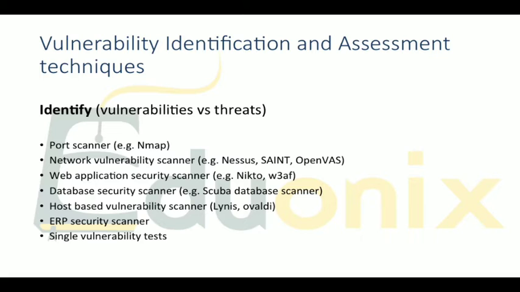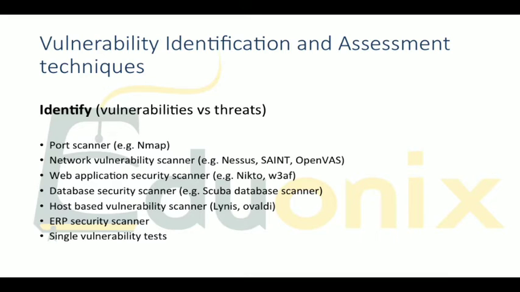So some of the things you can use to identify a vulnerability is a port scanner like Nmap, a vulnerability network scanner, as we've already said. You can use Nessus, SAINT, or OpenVAS. Web app security scanners like Nikto and W3AF. Database security scanners, Scuba database scanner. A host-based scanner like Lynis or Uvalde.